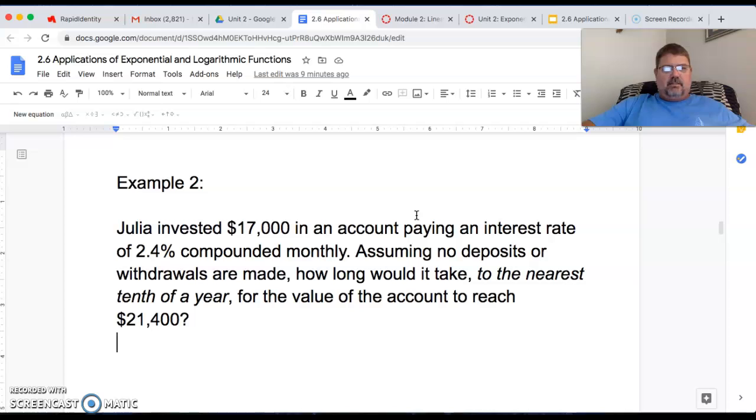It says Julia invested $17,000 in an account paying an interest rate of 2.4%, compounded monthly, assuming no deposits or withdrawals are made. How long will it take, to the nearest tenth? And there's that phrase again, how long? That's telling us we're solving for t, to the nearest tenth of a year, for the value of the account to reach 21,400. So this is a lot like the last problem, only it's got a compounding interval.